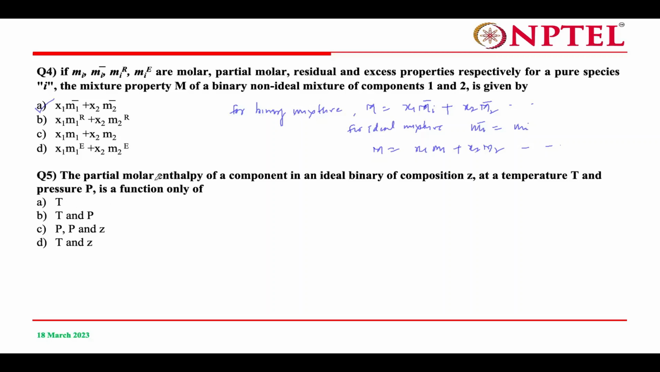Question 5. The partial molar enthalpy of a component in an ideal binary mixture, denoted by J, at temperature and pressure P is a function of only. Options are given here. As you know, the internal energy and enthalpy are a function of temperature, and a function of temperature only. Yeah, right.